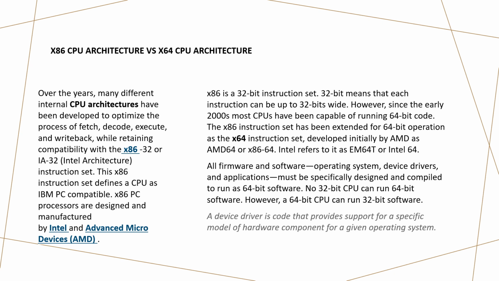All firmware and software, OSs, device drivers, and applications must be specifically designed and compiled to run as 64-bit software. No 32-bit CPU can run 64-bit software, however, a 64-bit CPU can run 32-bit software. A device driver is code that provides support for a specific model of hardware component for a given operation.